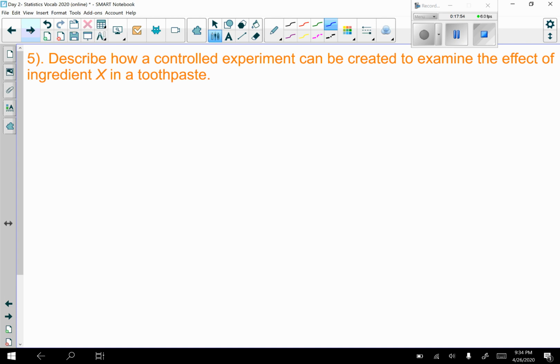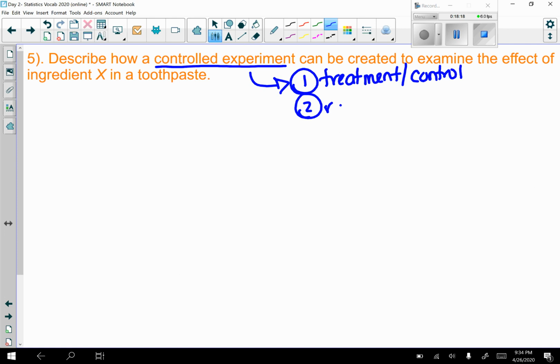And lastly, let's take a look at number 5 together. Describe how a controlled experiment can be created to examine the effect of ingredient X in a toothpaste. So if I'm looking for a controlled experiment, I want 2 things. I want a treatment and a control, and I want randomization. So you want to be as specific as possible. So you want to put some numbers in here.